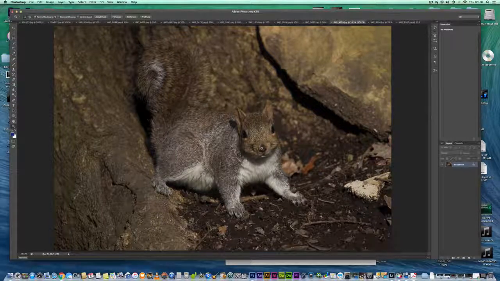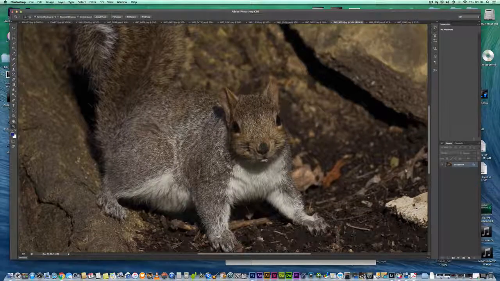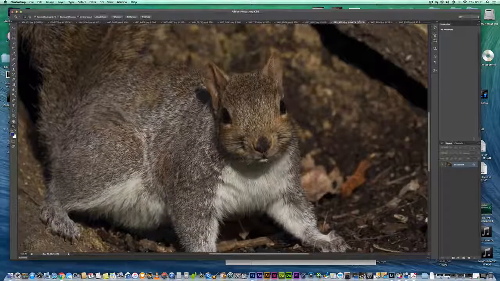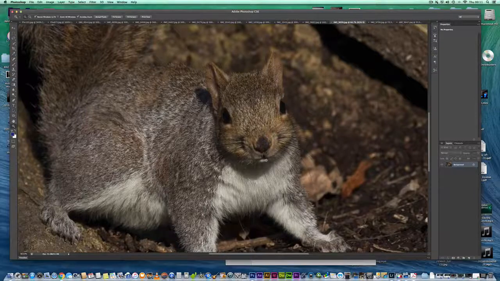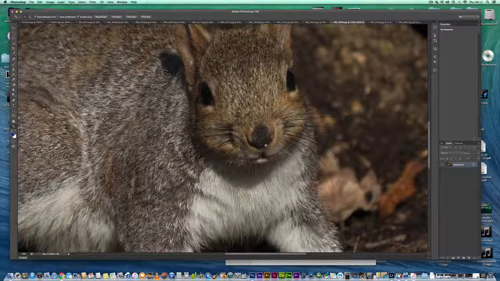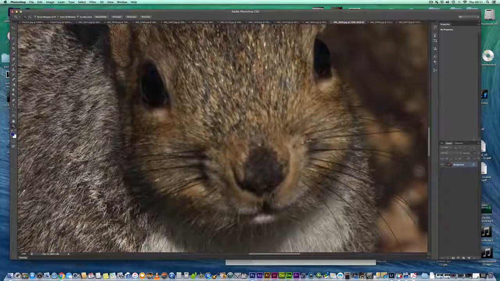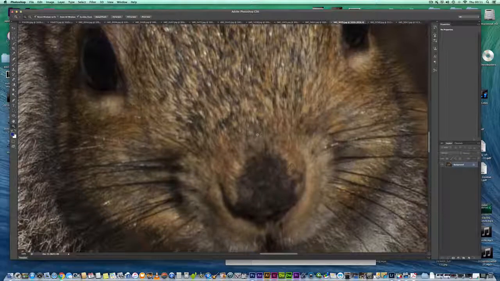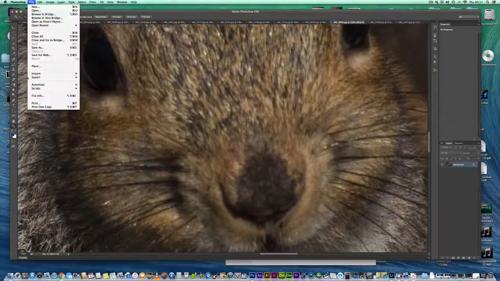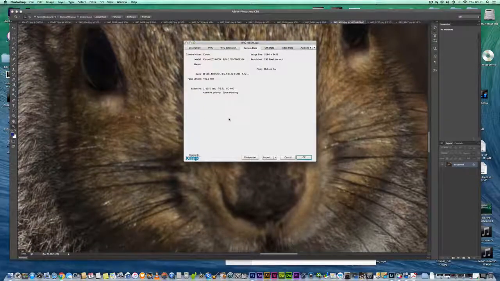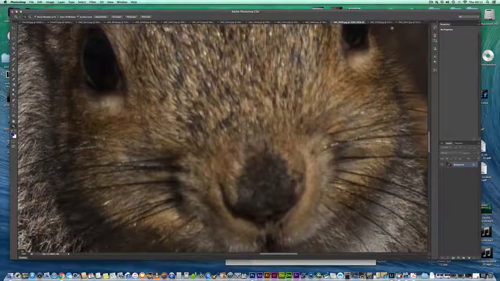50%, 100%. Still looks nice. 200%. 300%. Let's just have a look at that image data. 400mm, ISO 400, 5.6. Have a look at the next image.